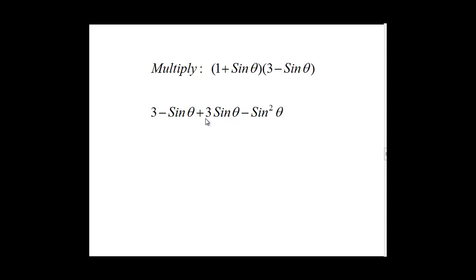Now you can combine these sines: 3 minus 1 makes 2. So you get 3 plus 2 sine minus sine squared. So you've multiplied two binomials, and you've created a trinomial, 3 terms, with a constant, 1 times 3, combining the middle two to make 2 sines, and then the final terms make a sine squared.